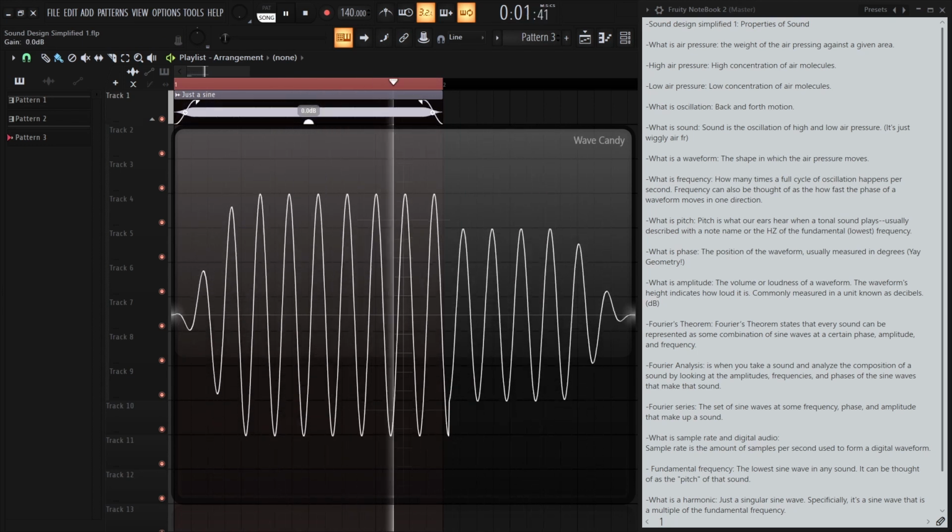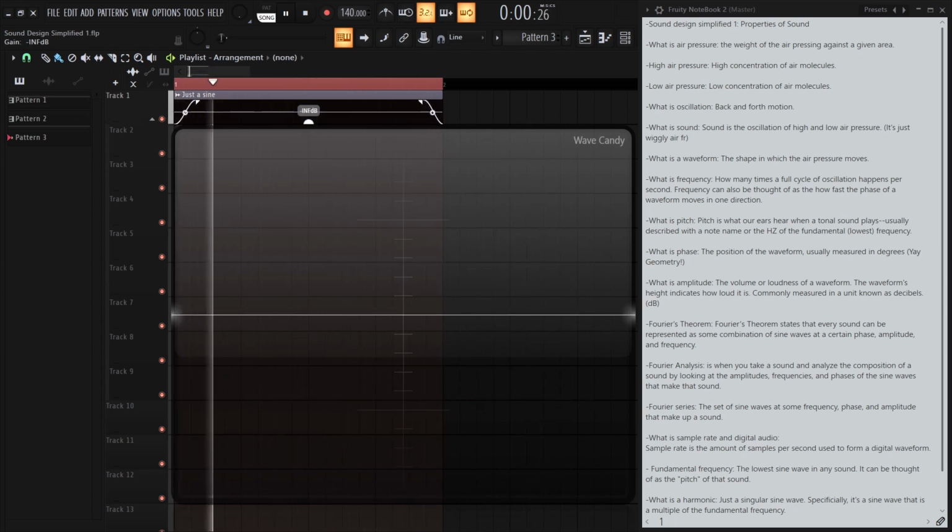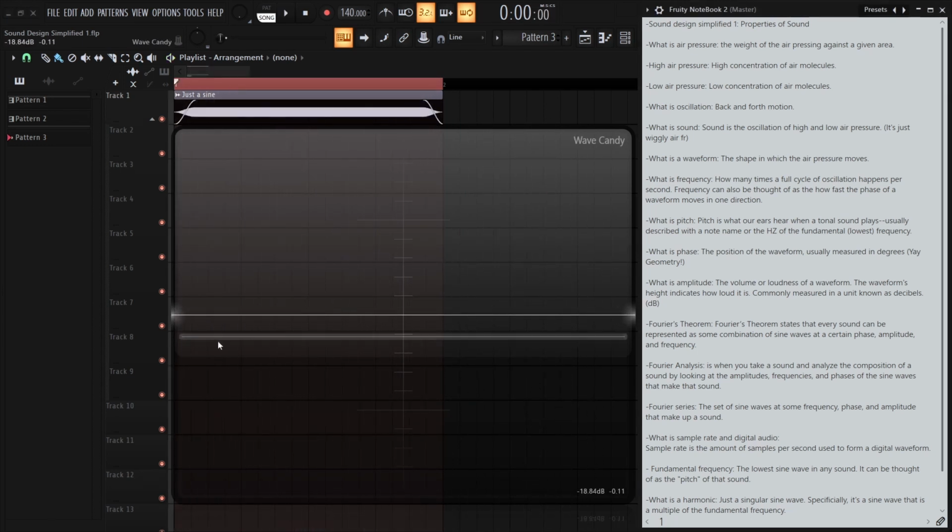And if we hit silence, just a flat line. This horizontal line in the middle here is called zero crossing, and is basically a point of rest where there's no change in air pressure.